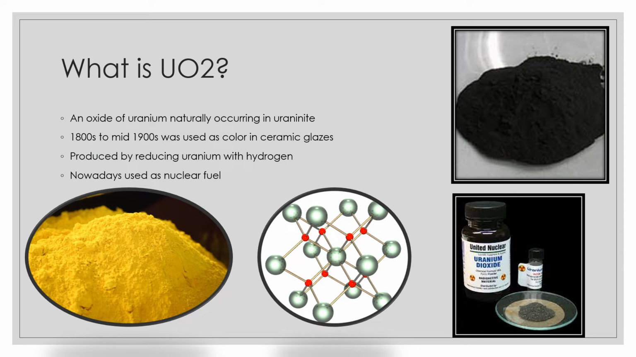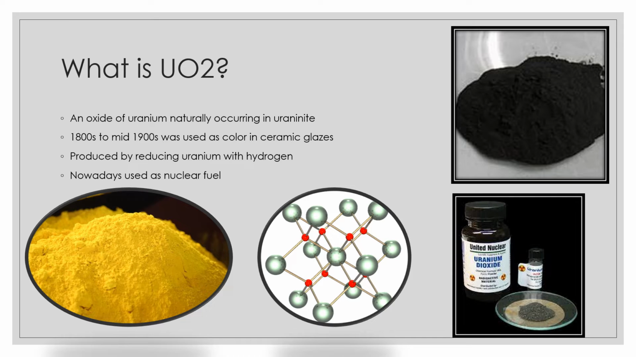So what is uranium oxide? It's also known as urania or uranous oxide. It's an oxide of uranium and it's a black radioactive crystalline powder that naturally occurs in the mineral uraninite. It is used in nuclear fuel rods for nuclear reactors.